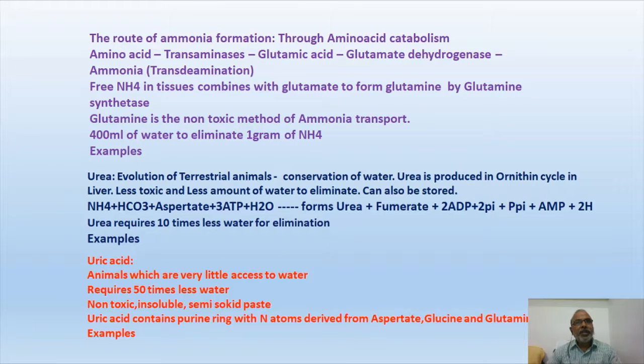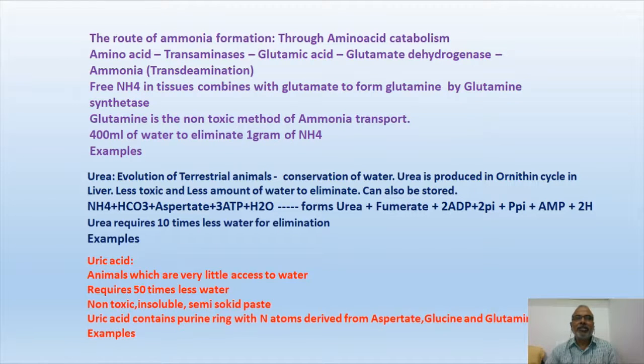Now, how is ammonia synthesized in our body? What is the basic metabolism of synthesis of ammonia? When amino acids are used in our body as a part of metabolism, deamination occurs. As a part of deamination of amino acids, ammonia is synthesized. The route of ammonia formation is through amino acid catabolism. The amino acids are subjected to transaminase enzymes. As a result, the amino acid will be converted into glutamic acid, and by the action of glutamate dehydrogenase on glutamic acid, ammonia is formed. This process involves transaminases and glutamate dehydrogenase enzymes.